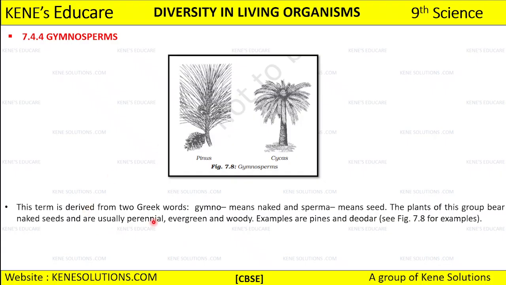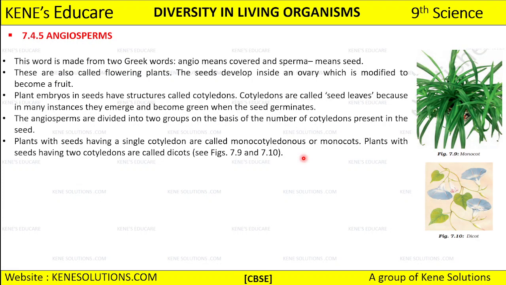Okay, they are usually perennial, evergreen and woody as well. Examples of plants coming under gymnosperms are pines and deodar. If you can see here, you have an example of Pinus, which is also called a pine, and this is Cycas. Okay, after gymnosperms we have angiosperms.